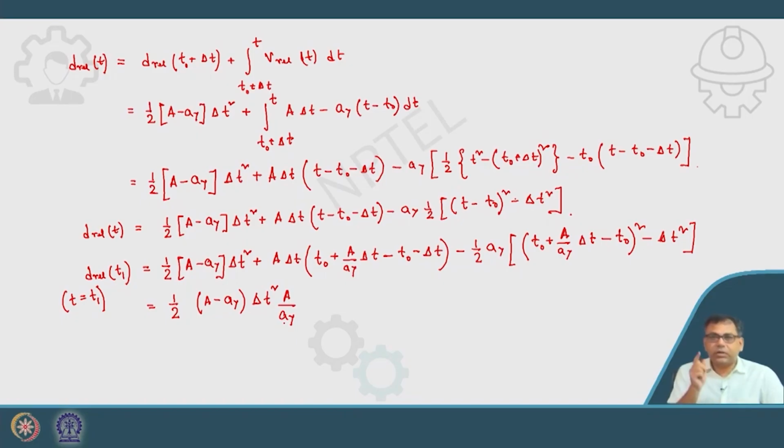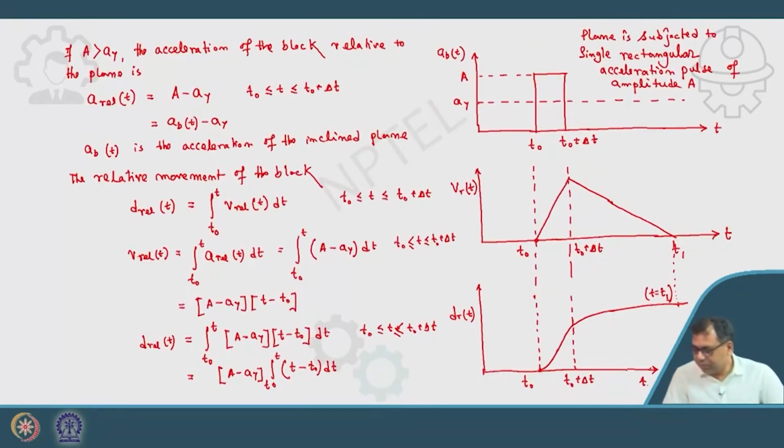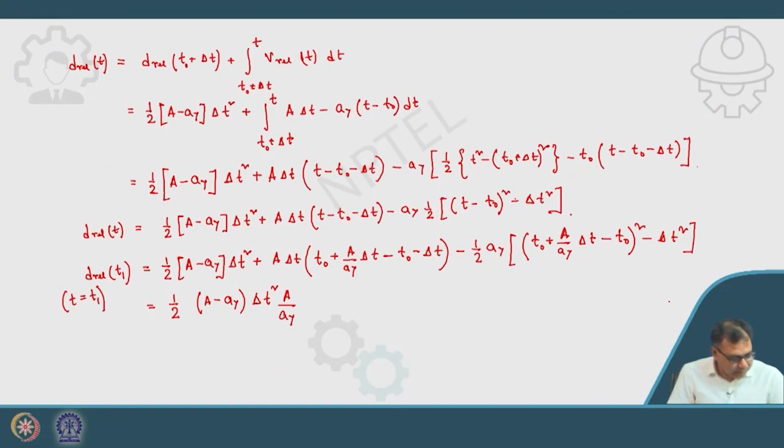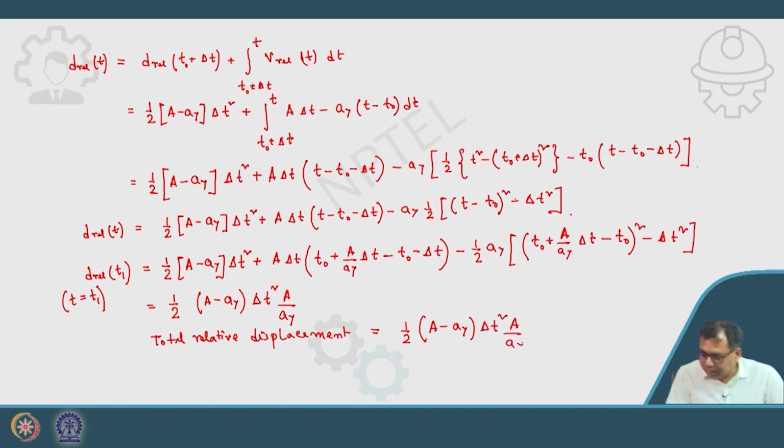So this is the total displacement, because here you will get this displacement value. That is my total maximum displacement. So this is the relative displacement that will reach this value. So I can write that the total relative displacement is equal to half (capital A minus Ay) del t square capital A by Ay.